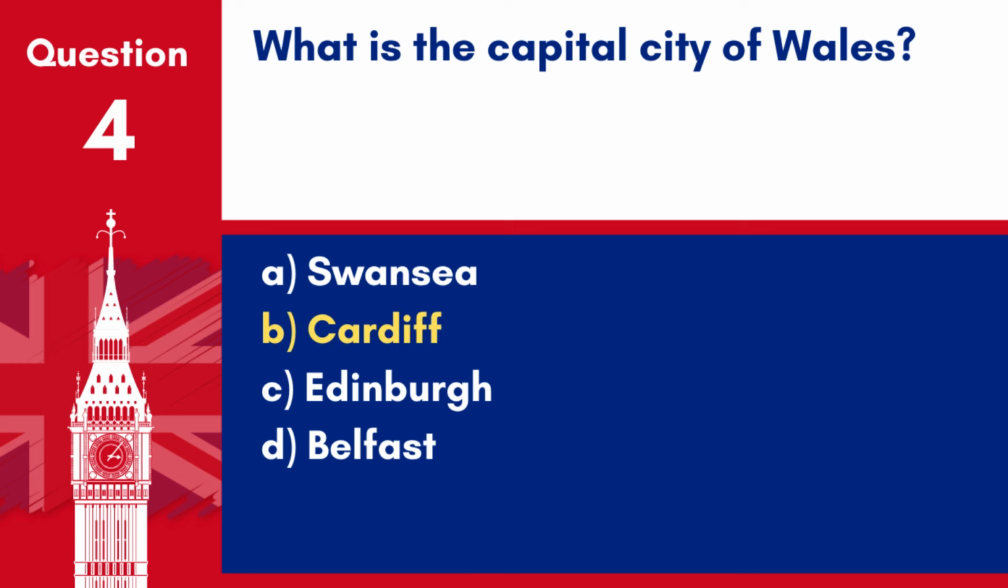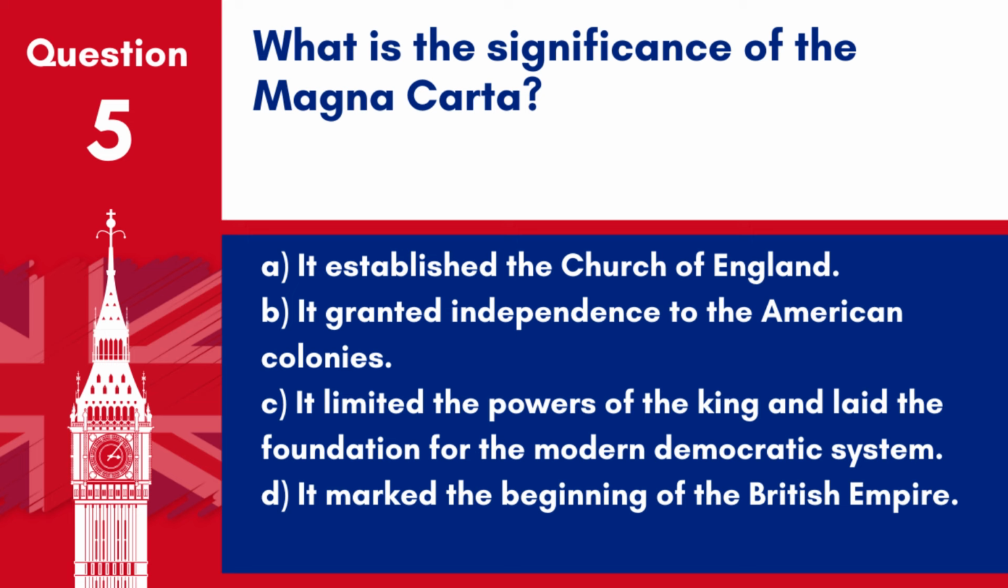Answer: B. Cardiff. Cardiff is the capital and largest city of Wales. Question 5. What is the significance of the Magna Carta? A. It established the Church of England. B. It granted independence to the American colonies. C. It limited the powers of the king and laid the foundation for the modern democratic system. D. It marked the beginning of the British Empire.